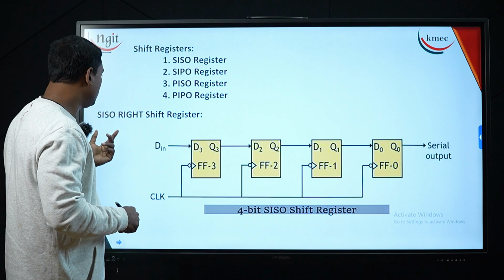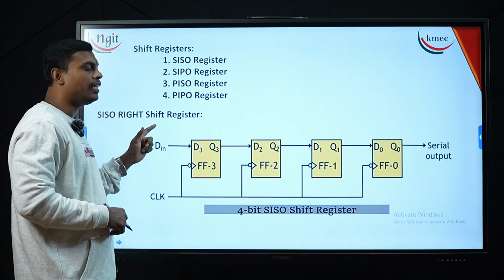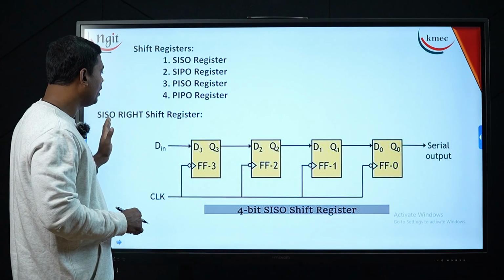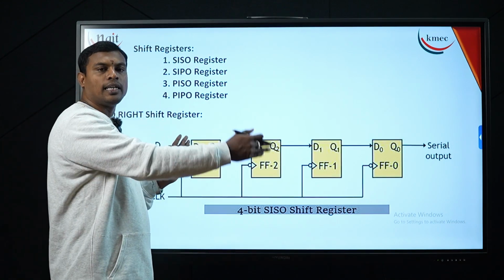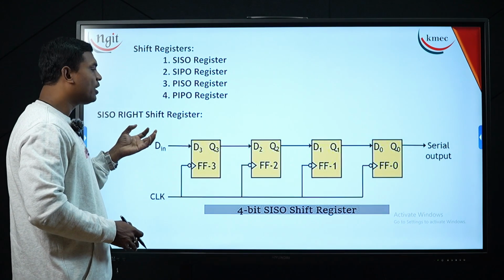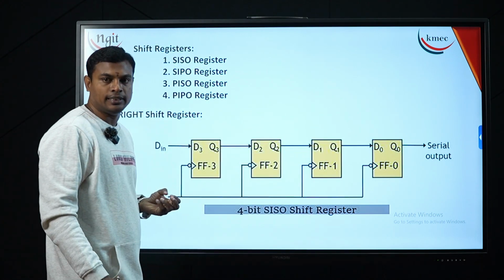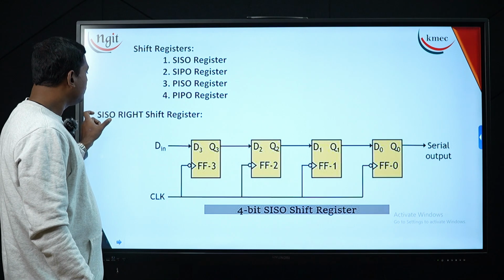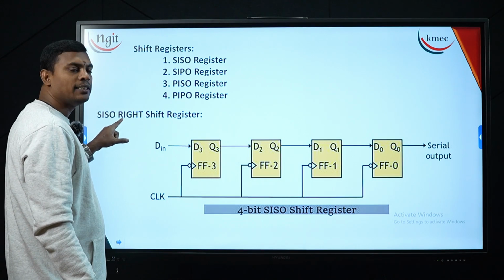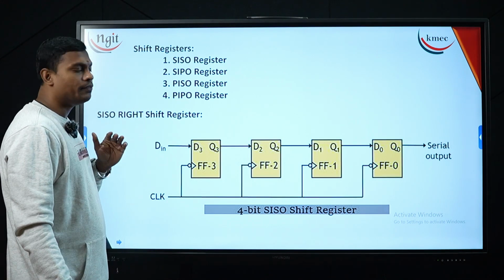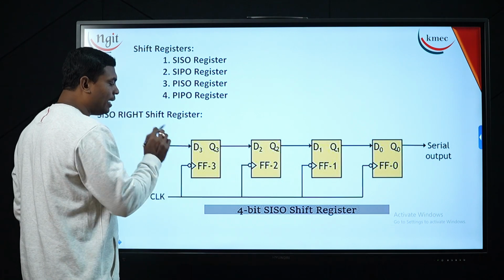Okay, the first one, serial in, serial out shift register, means I am going to shift my data towards the right side serially. Means I need to consume data from the left side and I need to release data from the right side. Now under SISO, the shift operation can take place either on the right side or on the left side. Let's begin with the right operation.